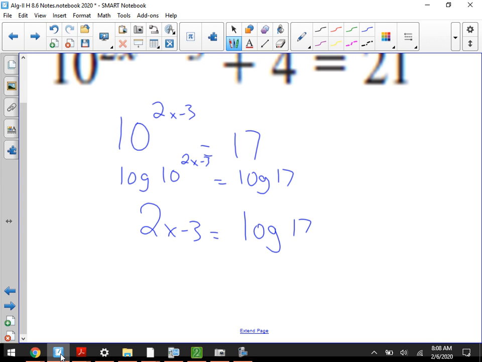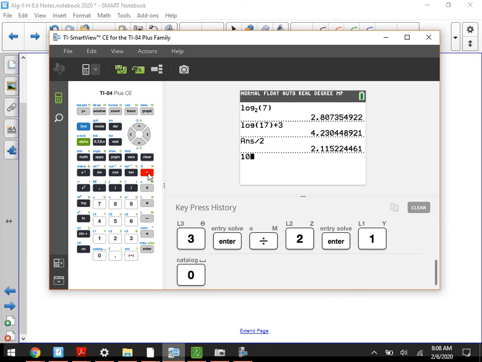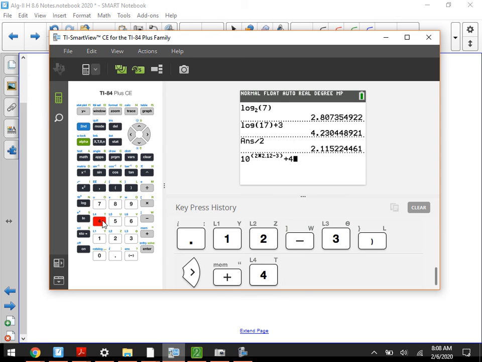If I go back and I use 2.12, so let's see, if I type this in correctly, this would be 10 to the quantity 2 times 2.12. Was it minus 3? Minus 3. And then it was plus 4? That's pretty darn close to 21 for me. You're going to be within rounding error, all right? And we're not going to worry about significant digits or anything like that, so 2 digits is fine.